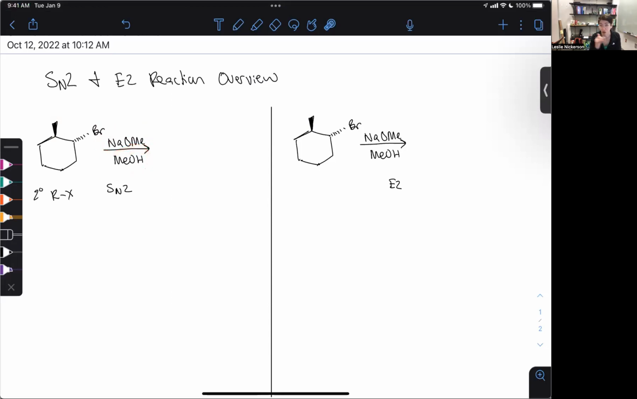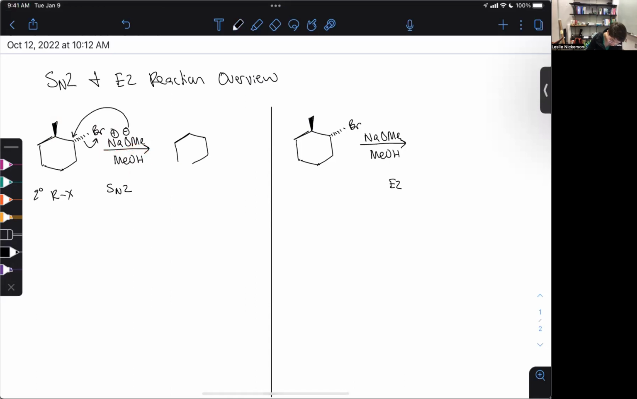Methanol is just the solvent. It's just what's allowing us to stir this because sodium methoxide is a solid. And then the sodium methoxide is going to be my strong nucleophile. I really have a negative charge on that oxygen, positive on the sodium. So my nucleophile is going to come attack my electrophilic carbon, and then my leaving group is going to get pushed off.